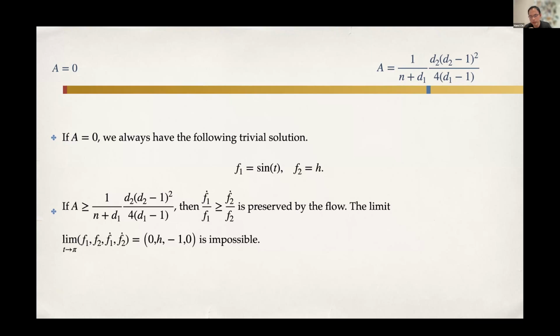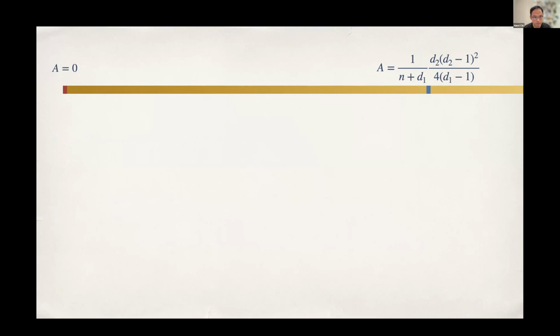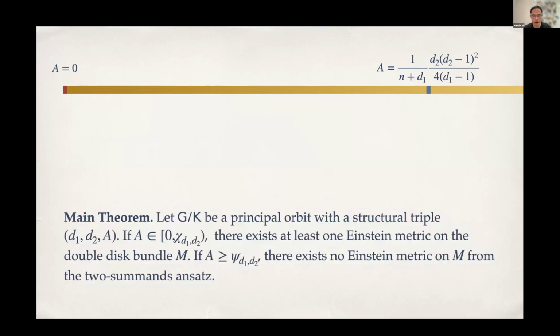And therefore the natural question to ask is, can you decrease A a little bit from this blue rectangle over there, so you can have a non-existence statement for more cases of principal orbits? That's the mindset behind it before we do any analysis. And it turns out that indeed, we succeeded in finding these two numbers. One is called chi(d1, d2), and the other one is psi(d1, d2).